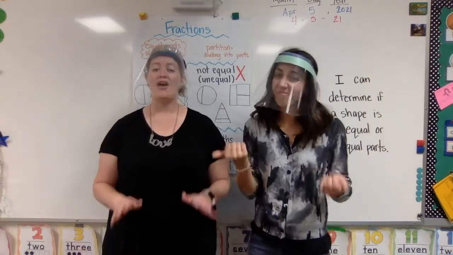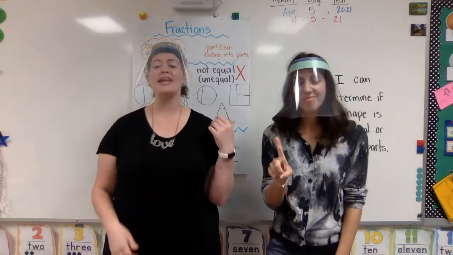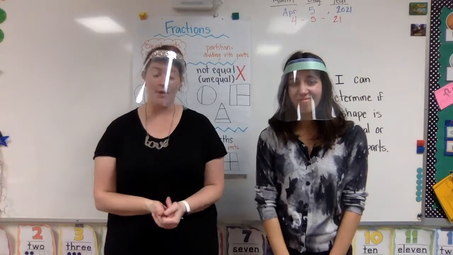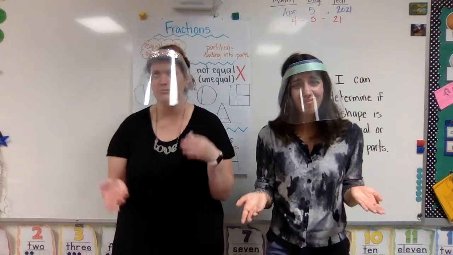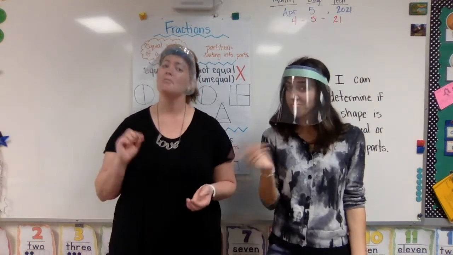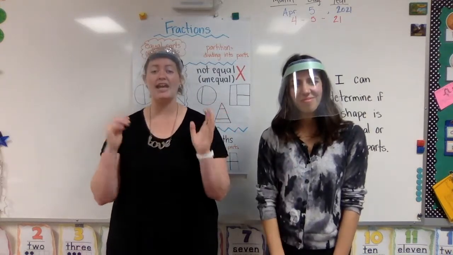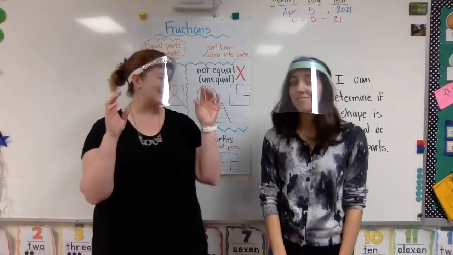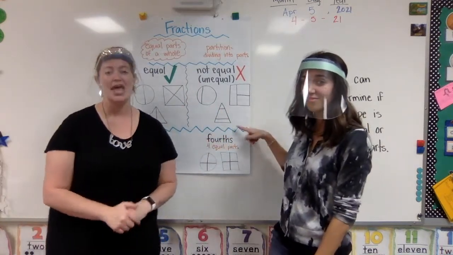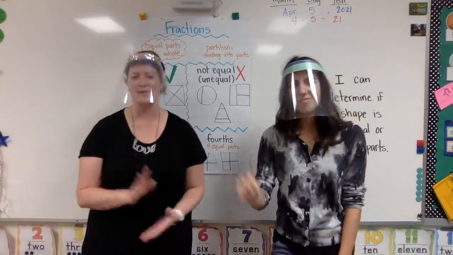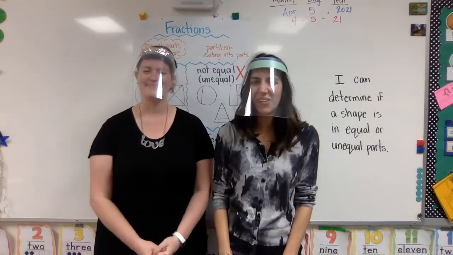It's your turn. On Seesaw, you have a 2-page assignment. On the first page, we gave you a lot of shapes that are already partitioned, and your job is to determine, are they equal or unequal? If it's equal, you're going to circle equal, and if it's unequal, you're going to circle unequal. Then, on the second page, you have a square and a circle, and a square and a circle. And at the top, we want you to partition them into halves, or 2 equal parts, and fourths, or 4 equal parts. That's right. And of course, when you're all done, hit that green check mark in the corner. Good luck.